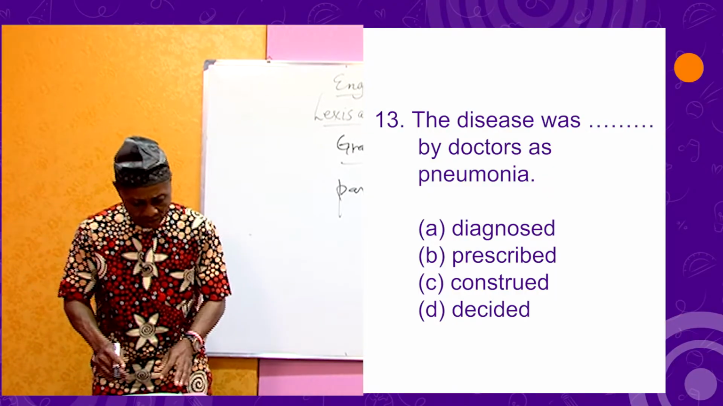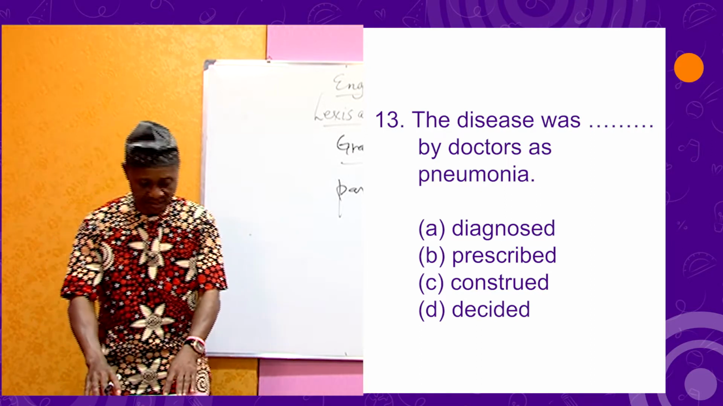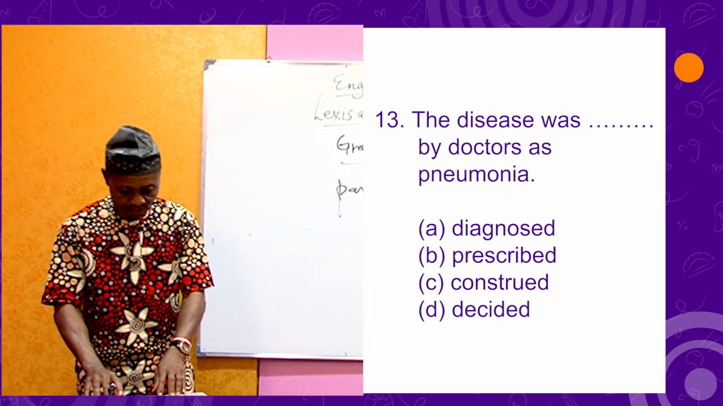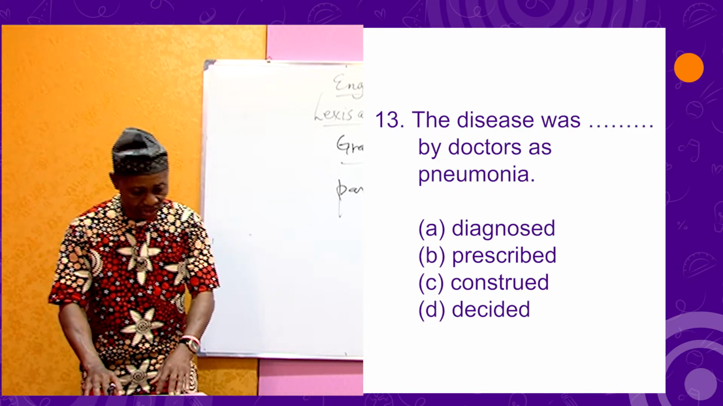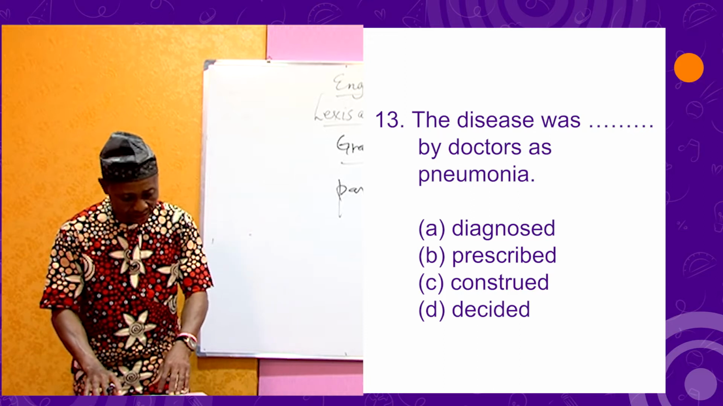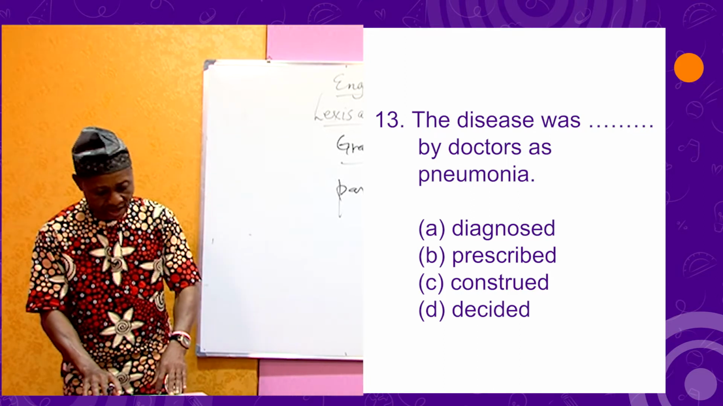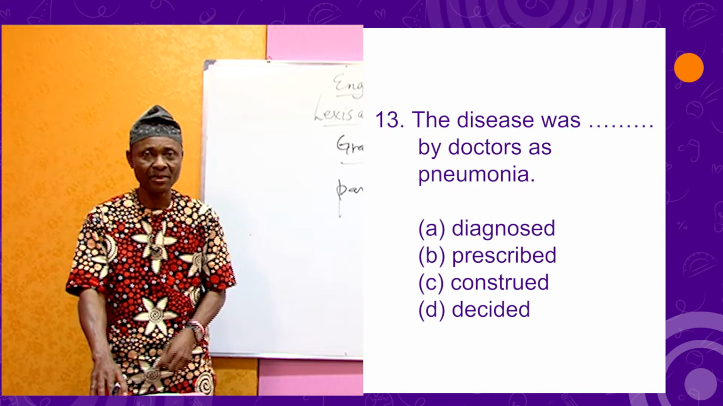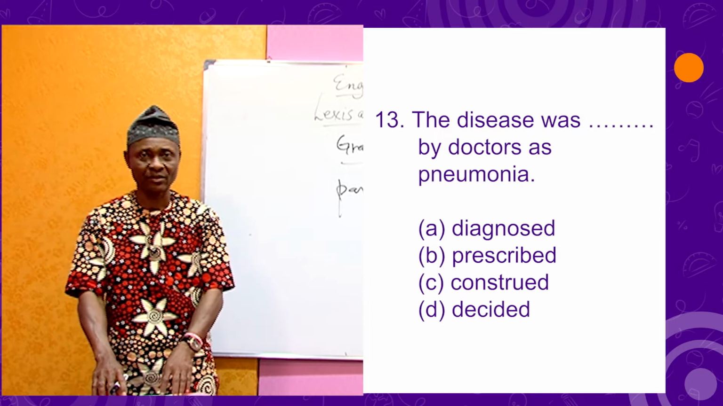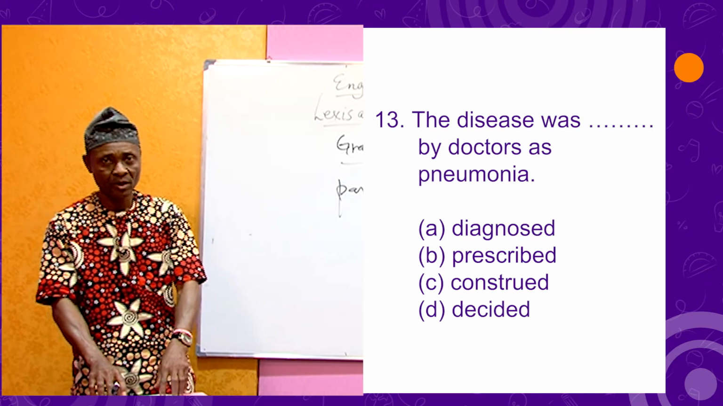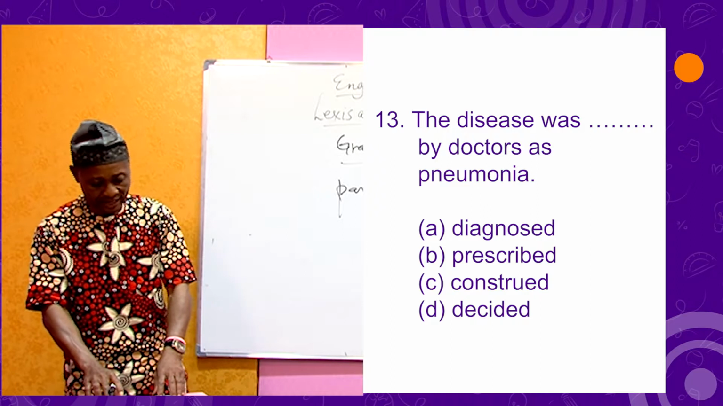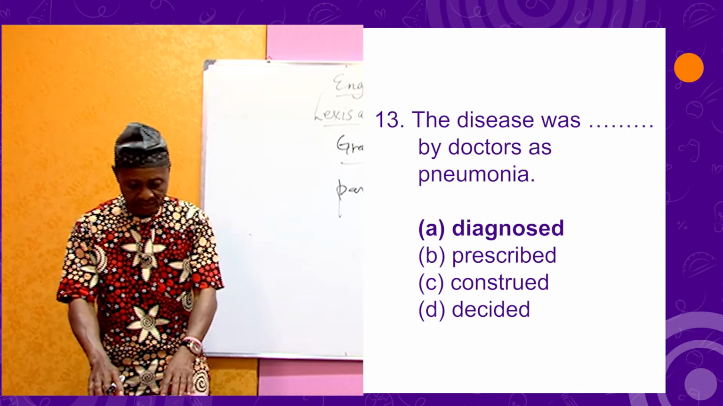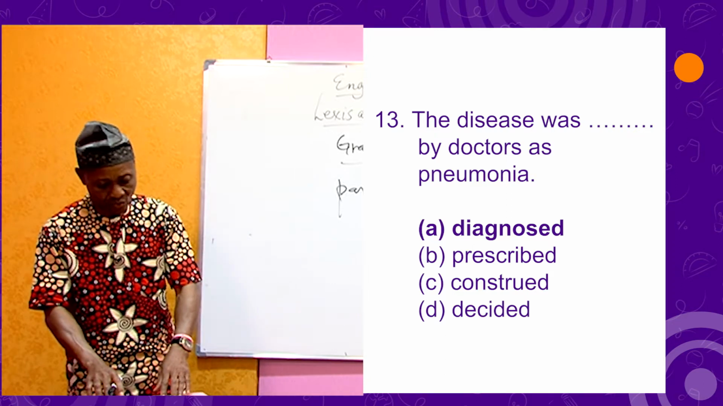The disease was diagnosed by doctors as pneumonia. Now, option A is diagnosed, B, prescribed, C, construed, D, decided. When a disease is diagnosed, it means a medical examination has been carried out before a doctor will come up with his own result. And that is to say, option A, which is diagnosed, is the appropriate answer to that question.